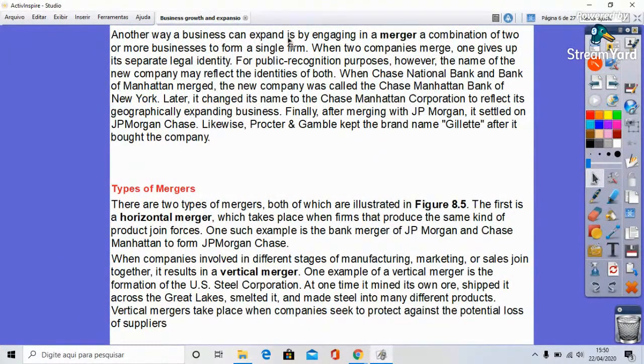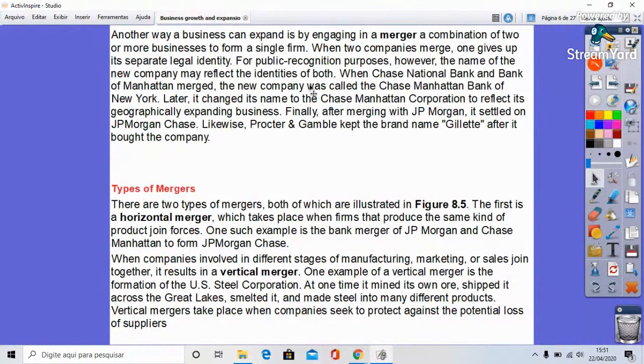What's another way that a business can expand? They can engage in a merger. What's a merger? A merger is a combination of two or more businesses to form a single business. When two companies merge, one of these companies gives up its separate legal identity. So, legally, each company has what you guys call here CNPJ. So, one of them has to give up the legal identity. But for public recognition, however, the name of the new company may reflect the identities of both.